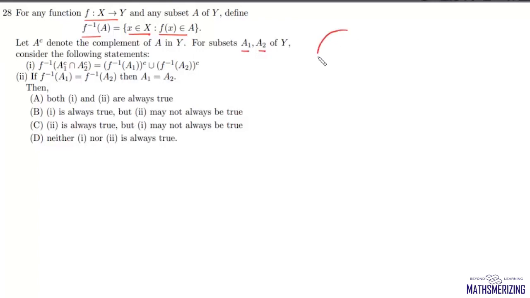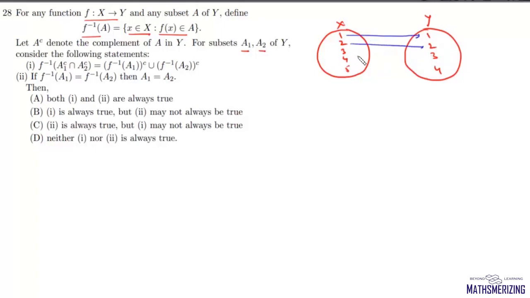Suppose we have the set X and set Y. Now suppose there are 5 elements in set X, 1, 2, 3, 4 and 5, and then we have 4 elements in set Y, 1, 2, 3 and 4. Now let 1 be mapped to 1, 2 be mapped to 2, 3 be mapped to 2, 4 be mapped to 3 and 5 be mapped to 4. Now suppose we choose this set 1, 2 as A1 and this set 2, 3 as A2.